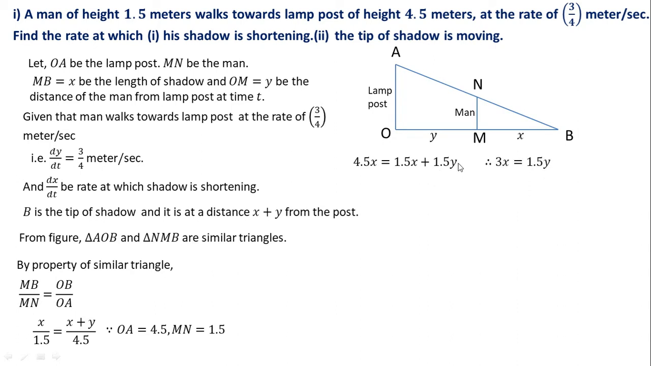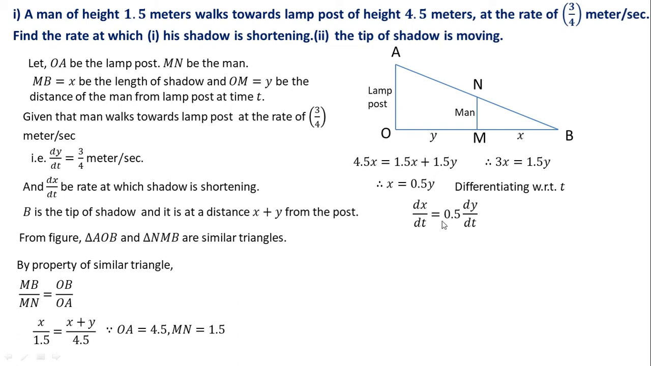Now simplify this, and hence we get 3x is equal to 1.5y, and hence we get x is equal to 0.5 into y. So now this is the very important relation between x and y by using the property of similar triangle. So see here carefully. Now if you differentiate this equation x is equal to 0.5 into y with respect to t, then what we get?